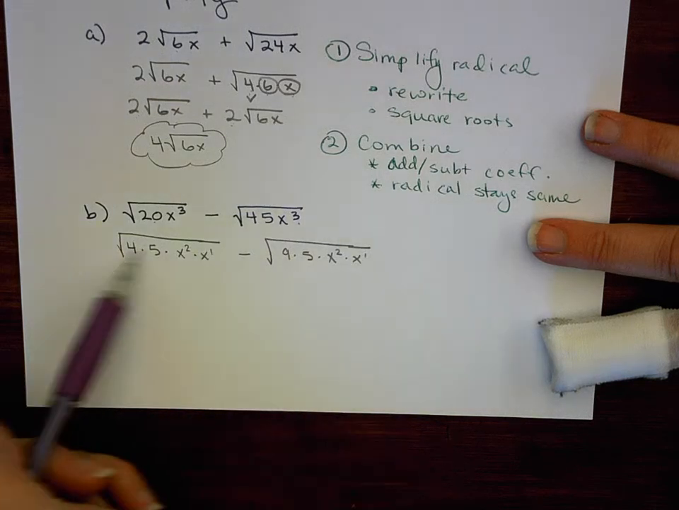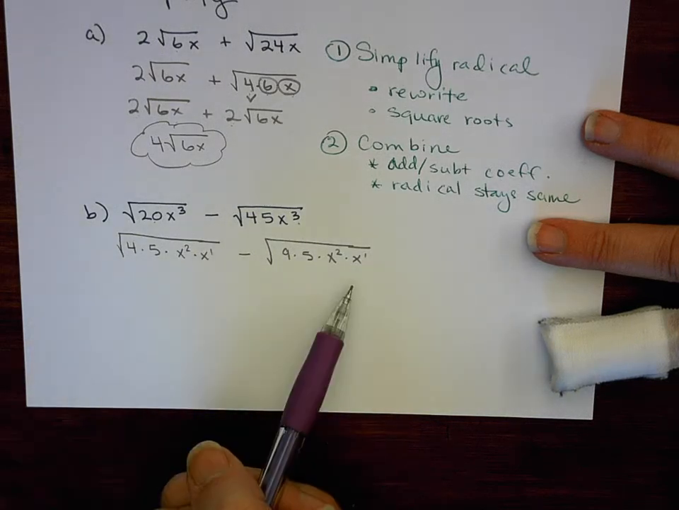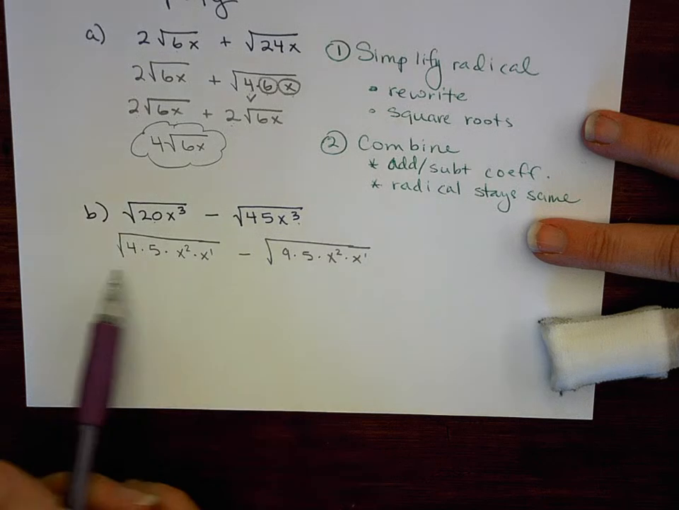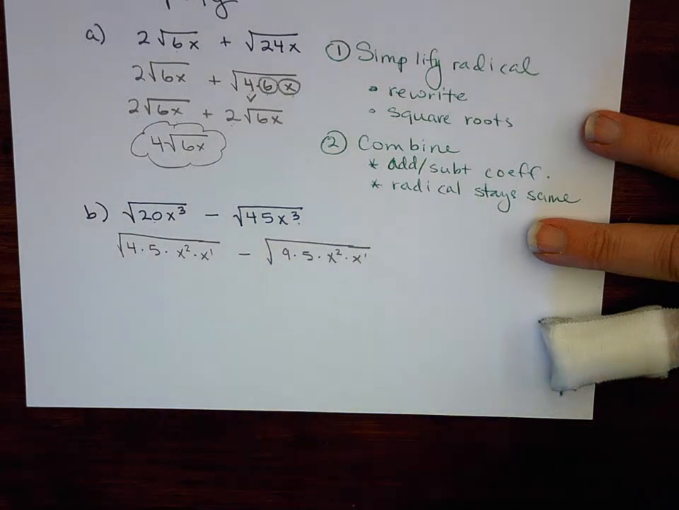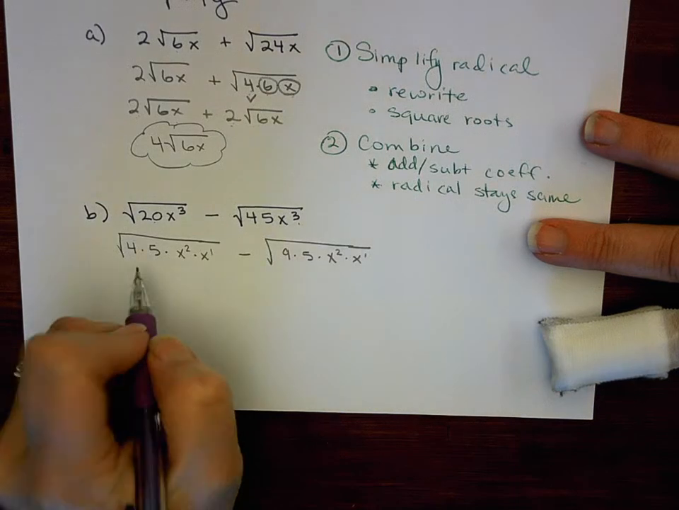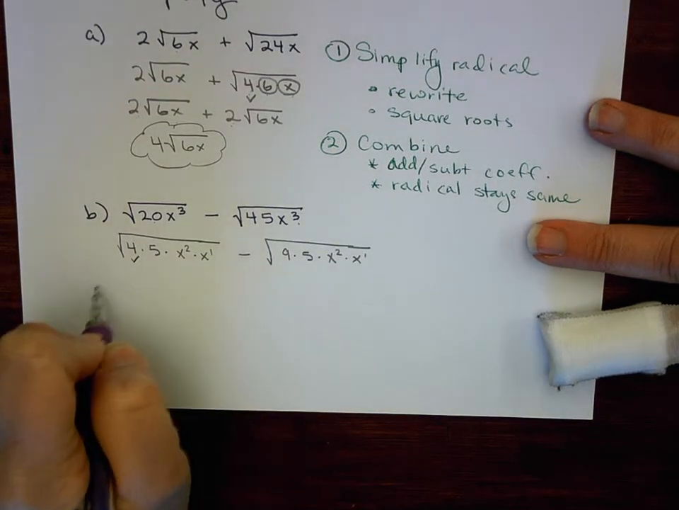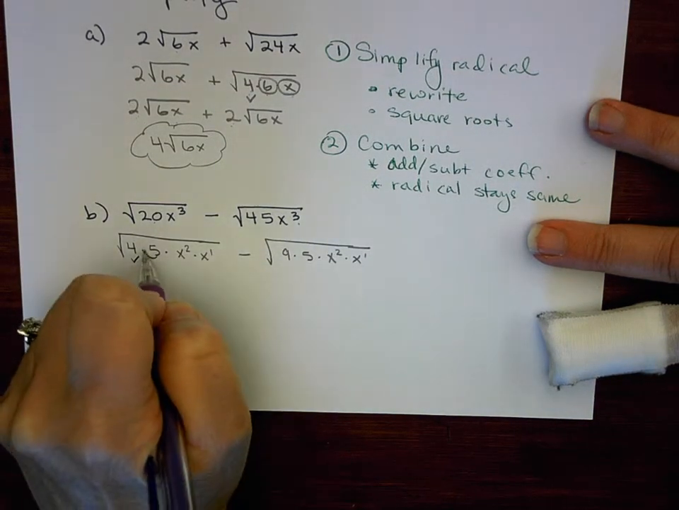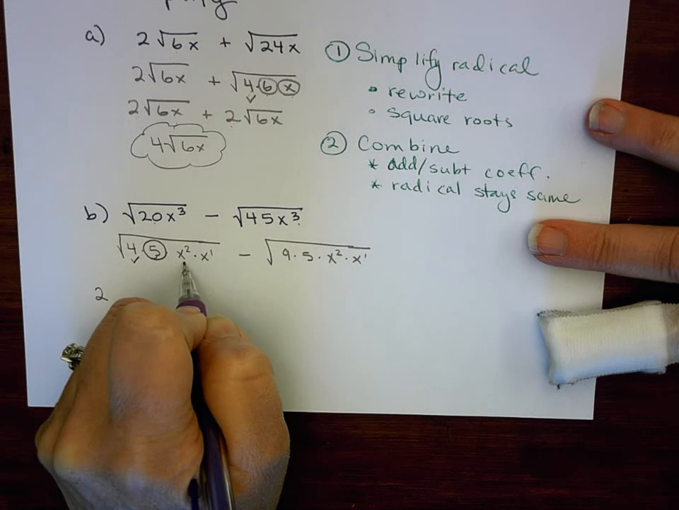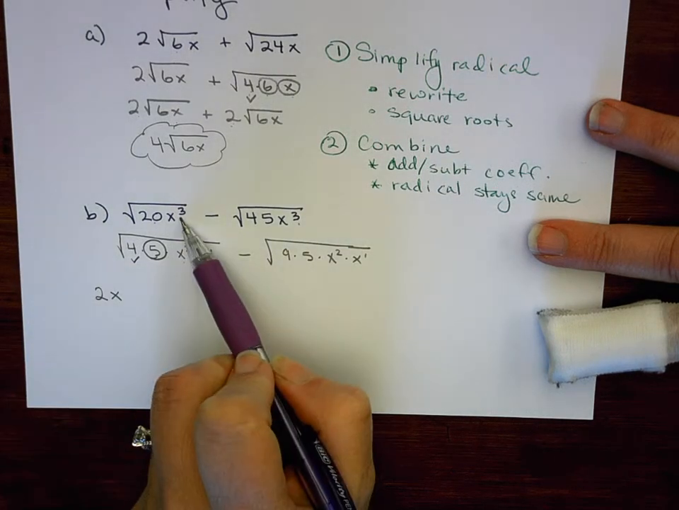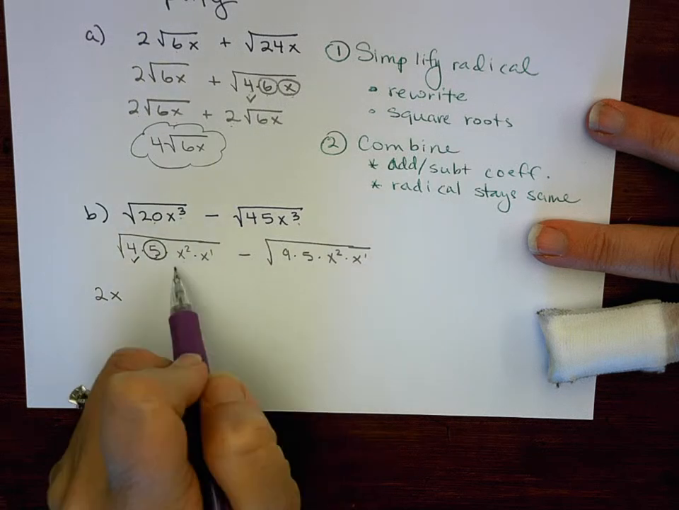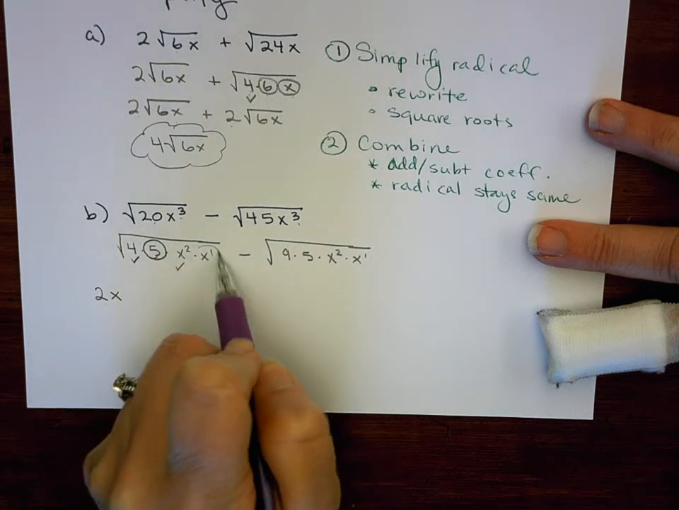So I haven't actually taken the square root of anything. All I'm doing is rewriting at this point. So everything is still underneath the square root. And now I'm going to go through and reduce and square root whatever I can. So I can take the square root of 4, which is 2, but not 5. I can take the square root of x squared, which is just x, because it's implied positive, because it's an odd power up here. And I cannot take the square root of x to the first.